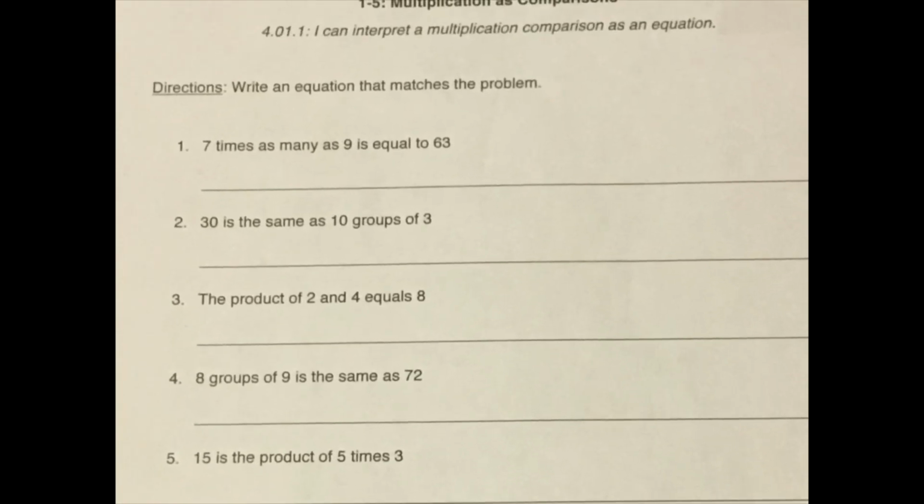Alrighty, last one here. Flip to the page that says 1-5 multiplication as comparisons. Your first set of directions says write an equation that matches the problem. Notice equation, think about what that means. It's going to have an equal sign. So before you do this for any problem, I want you to code and label what it says. So 7 times as many means multiply. 9 is equal to means equal. 63. Now make it match exactly. 7 times 9 equals 63.